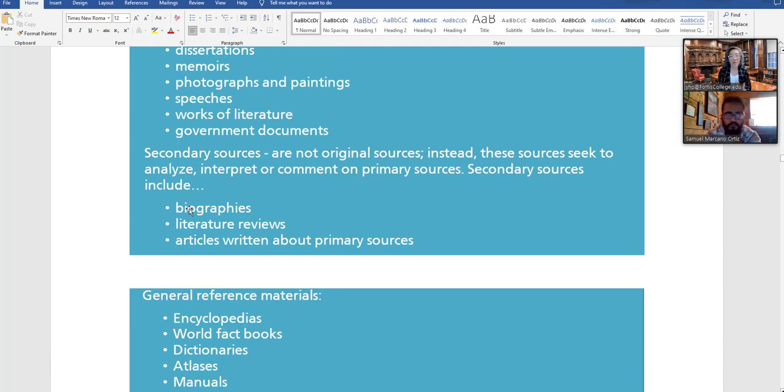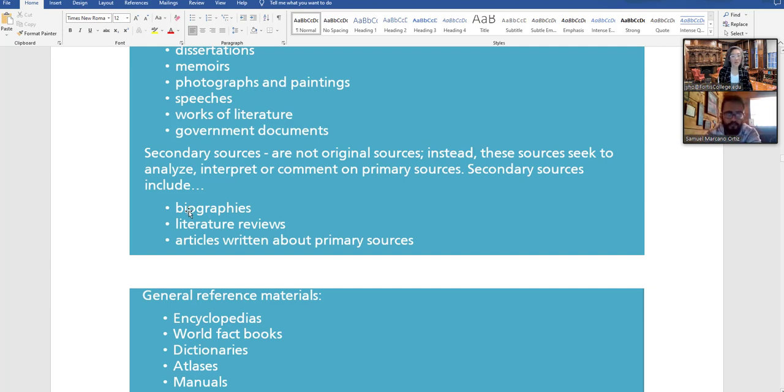Secondary sources means that I'm writing about President Lincoln. I didn't actually see the Civil War, but I'm writing a biography about President Lincoln and the Civil War. That's a secondary source. Secondary sources analyze or comment on the primary source. So if I write a book in which I'm analyzing the diary of President Lincoln, that's a secondary source, whereas the actual diary of President Lincoln is the primary source. Do you understand? Yes, ma'am.